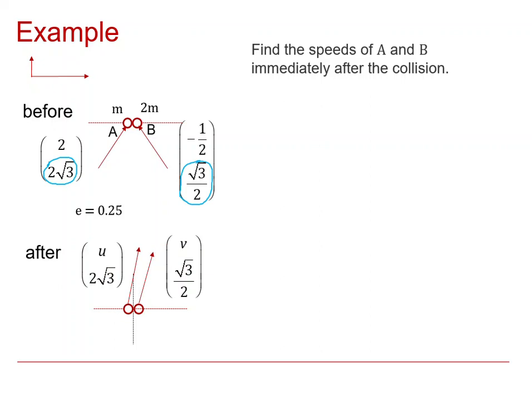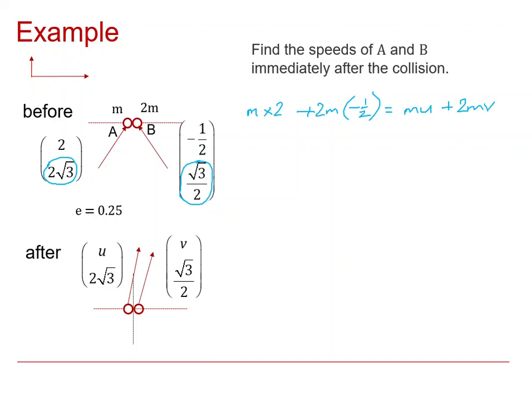Well, for u and v, we've already used momentum perpendicular to the line of centres. That's why we said the components were unchanged. Parallel to the line of centres from momentum, we'll have m times 2 plus 2m times minus a half. That's the momentum beforehand. And afterwards, from the bottom diagram, that will be m times u plus 2m times v.